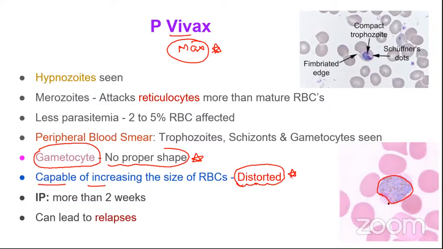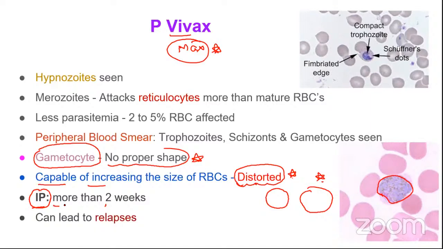So under the peripheral blood smear, what you can see, students, Suchet, Roshan and all, is enlarged or distorted RBC. This is one of the pathognomonic features. And what is the incubation period? It is the time from the entry of the sporozoites to the clinical manifestation in the patient. So that is the incubation period.